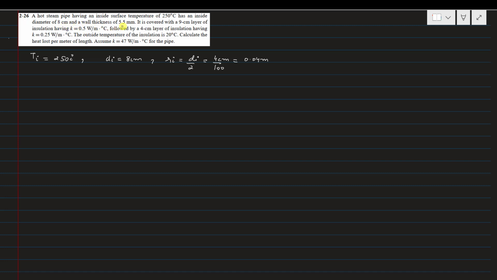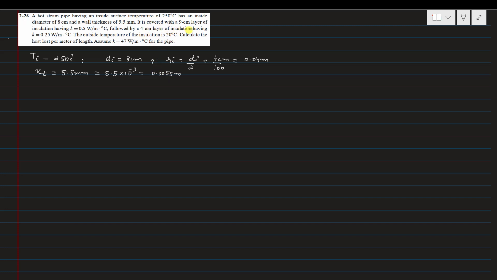The wall thickness of the pipe is 5.5 millimeters. So the wall thickness of the pipe is xt, and that is 5.5 millimeters. So I can say 5.5 multiplied by 10 to the power minus 3, or 0.0055 meter is the thickness of the pipe wall.